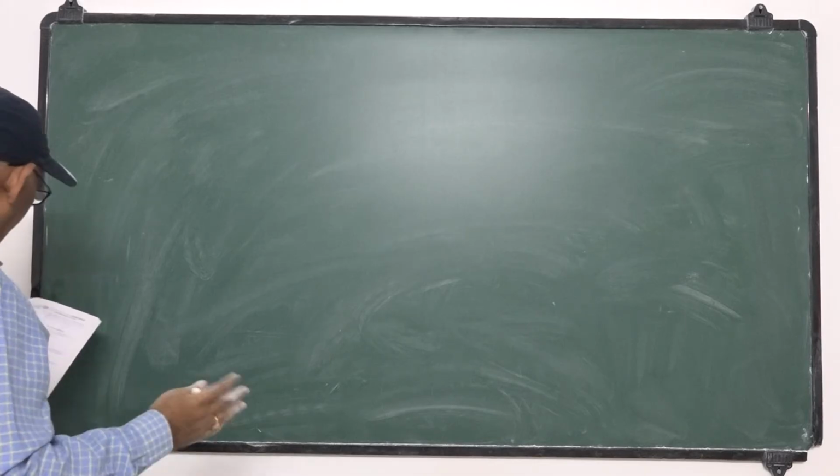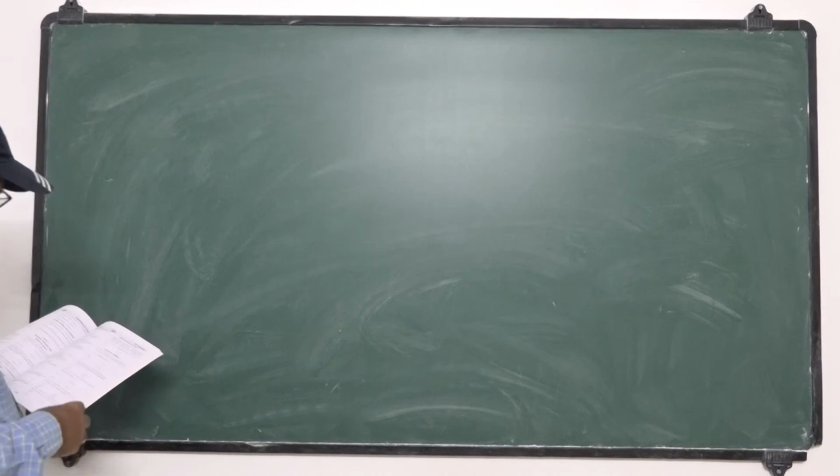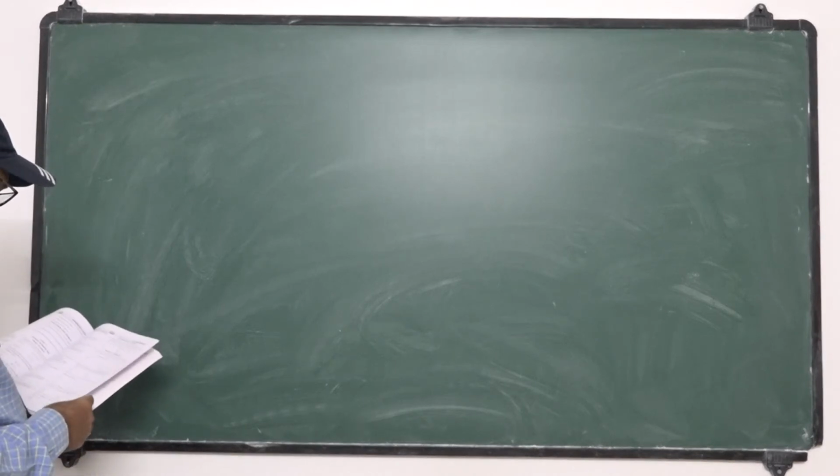Trisection point means the point which divides the line segment in the ratio 2 is to 1. That gives us the trisection point.